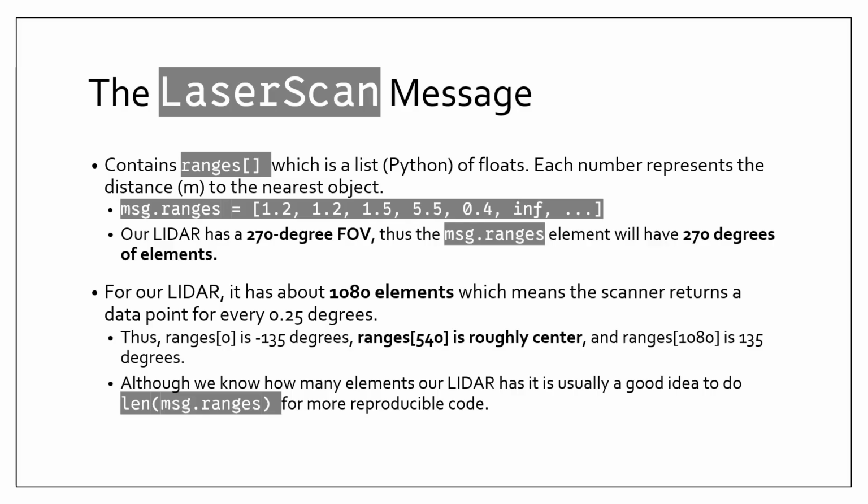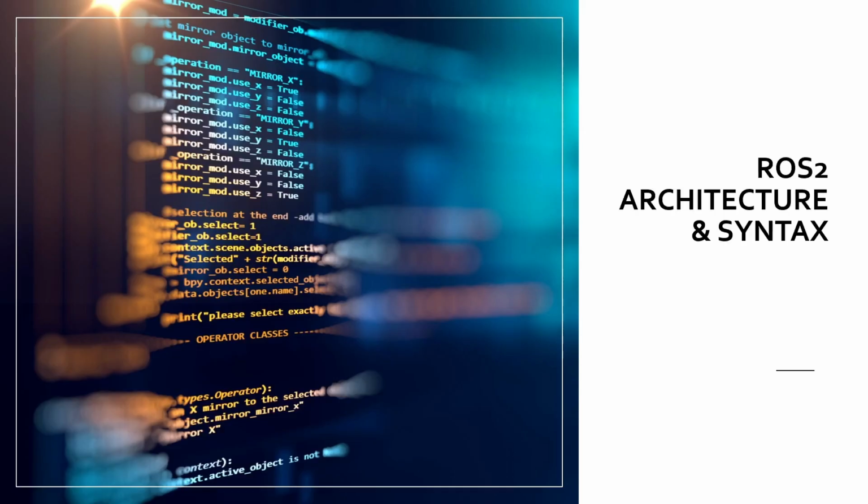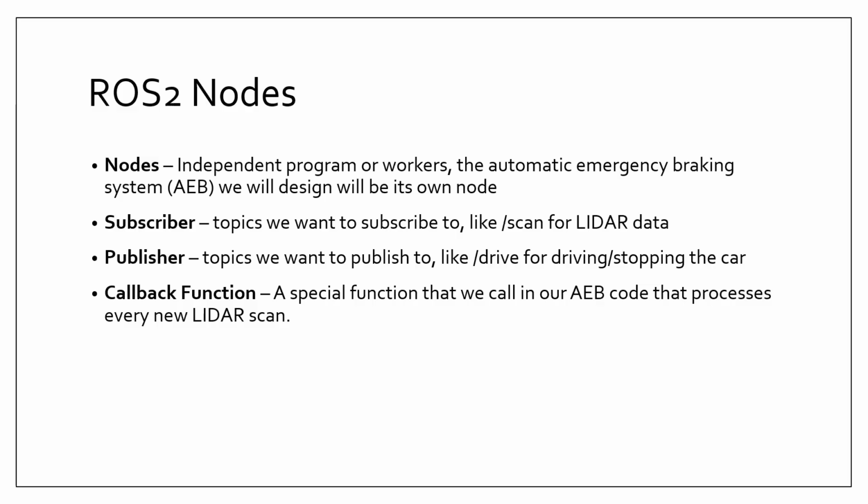Although we know specifically for our lidar how many elements it has, it's usually good practice to use len(msg.ranges) if you want to look at the center. You can divide that by two to find the center beam. Does this make sense? Each object in the ranges is the distance that the beam travels from there to there. Now let's go over some ROS2 architecture and syntax.